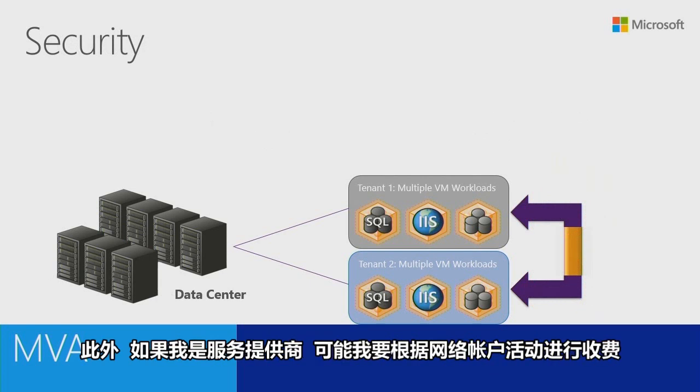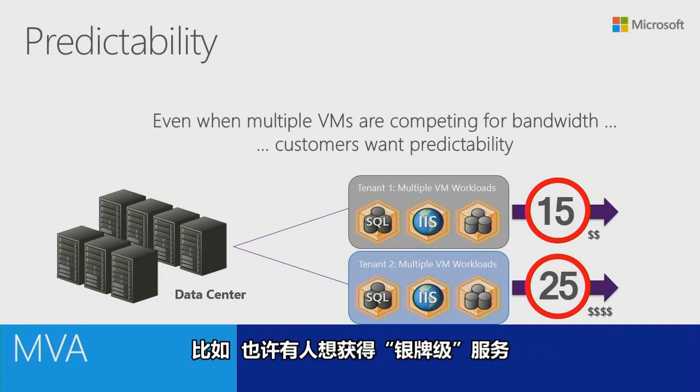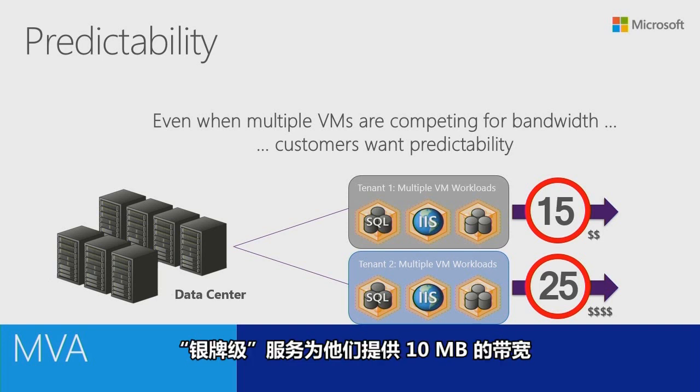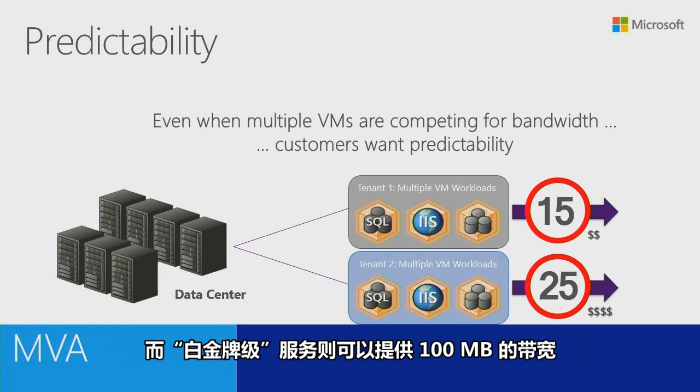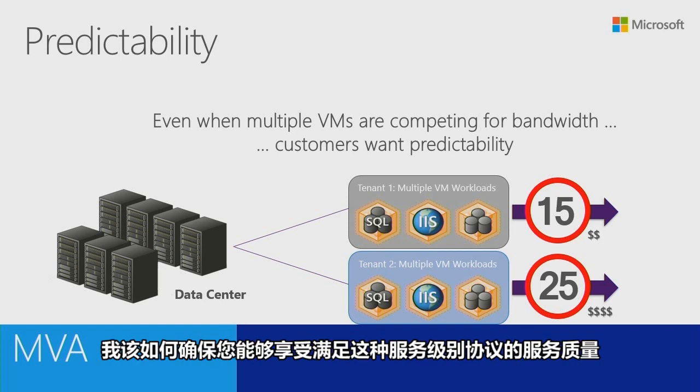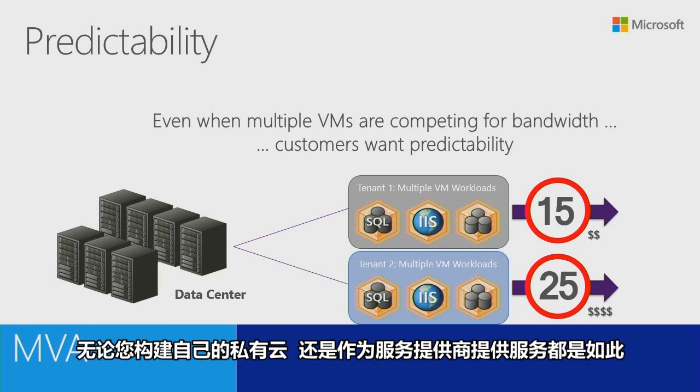Also, if I'm in a service provider situation, perhaps I'm charging based on network connectivity. So for example, maybe someone has decided they want the silver level service. Silver level gives them 10 megabits. Maybe gold gives them 25 or 50 megabits. Platinum gives them 100 megabits. How do you make sure that you have a quality of service that can meet that service level agreement? That's a key challenge, whether it's building your own private cloud or offering it as a service provider.